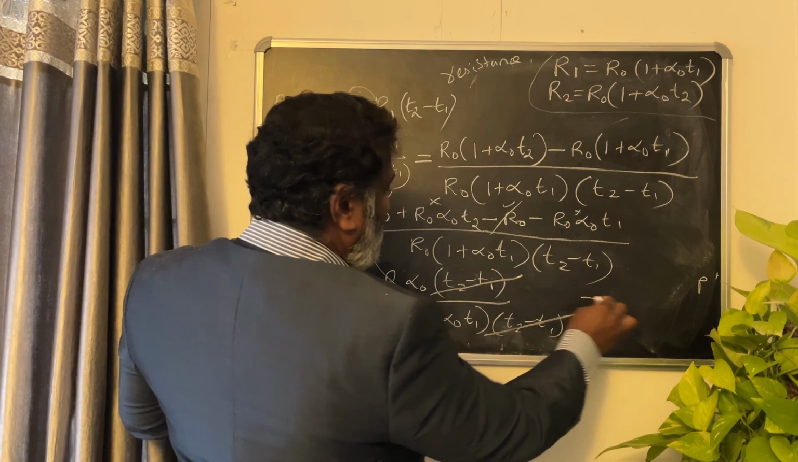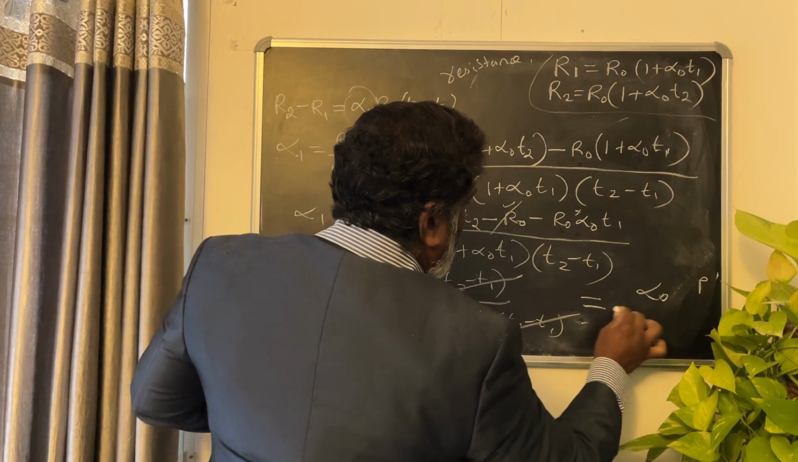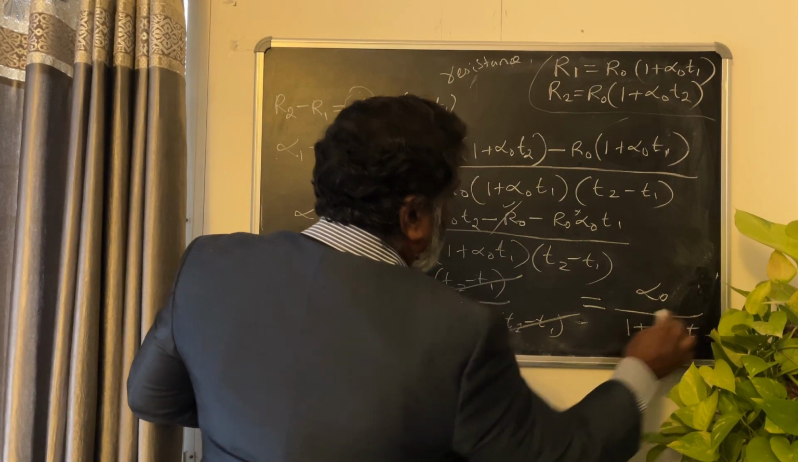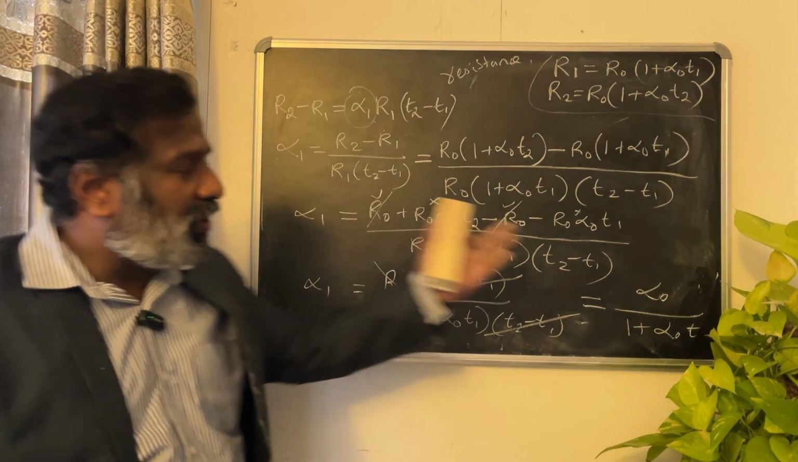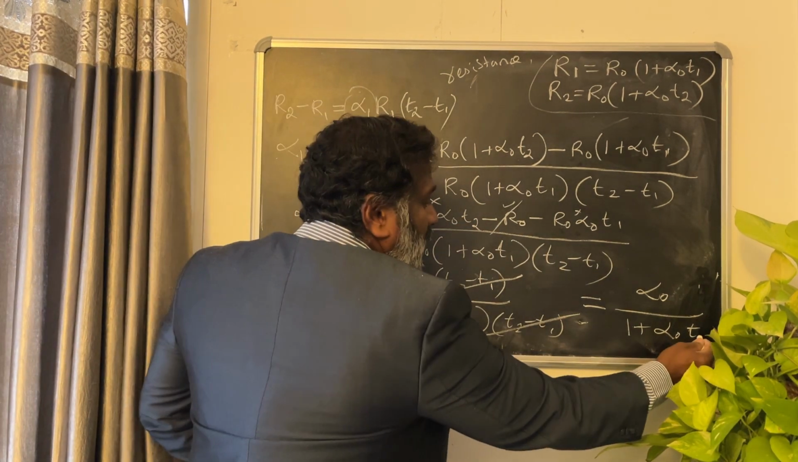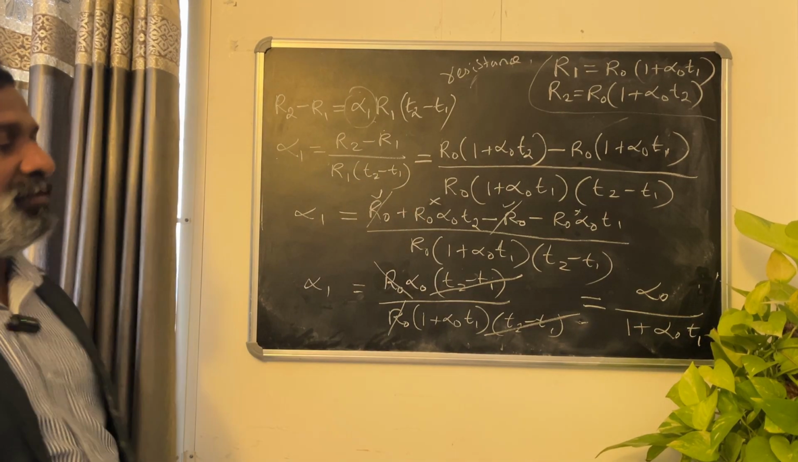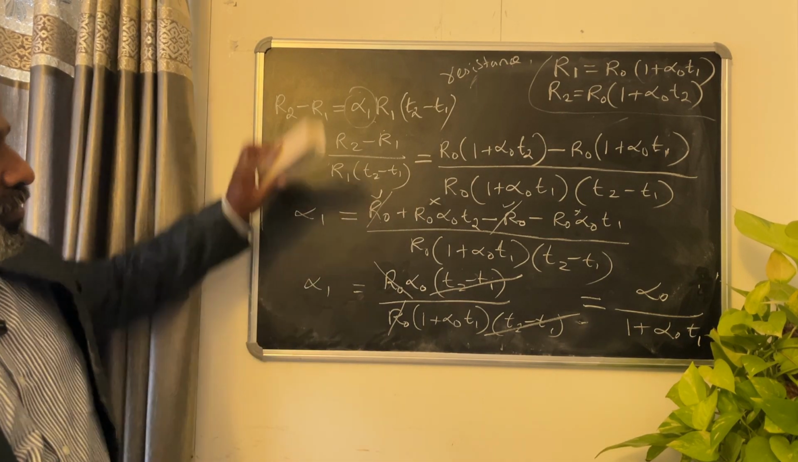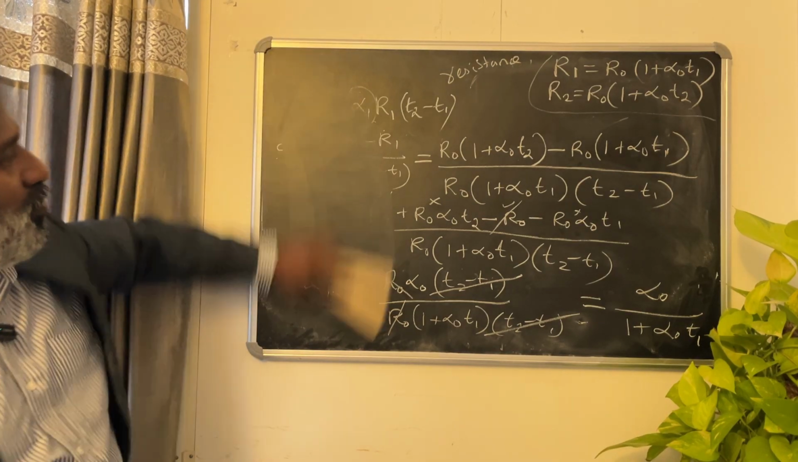So what is the thing? Alpha 0 divided by 1 plus alpha 0 into T. So if you know alpha 0, we can calculate alpha 1 at any temperature T. So what are the relationships which we have studied?